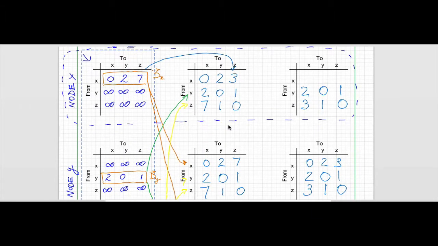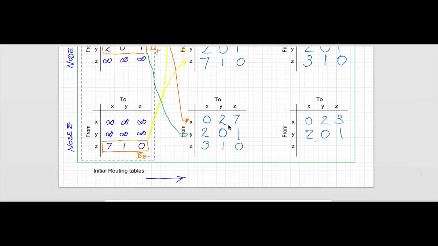And Z, let's go with X. So X gets this new information and sees if it can reach any of the nodes at a lower cost, and that is not the case, so X continues to use the cost of 0, 2, 3, and the same way with Z. Z is a cost of 3, 1, 0, receives these updates, and there's no change in the least cost paths from Z to the other nodes, so it continues to do this at 3, 1, 0.